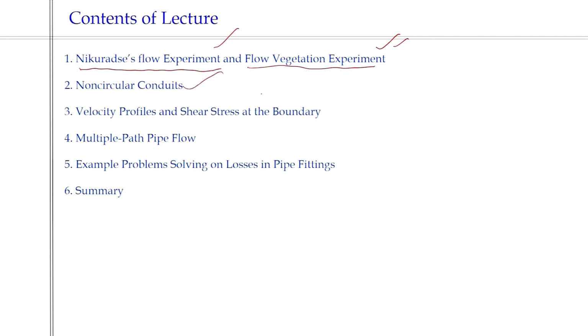Then we will talk about 3 things: non-circular conduits, how we can apply the same equations for non-circular conduits, and we also will talk about how velocity varies in a pipe flow and how to compute wall shear stress at the boundary. And also we will talk about how to solve multi-path pipe flows, and then we will solve some of the GATE questions on fluid flow through pipes, and we will have the summary.